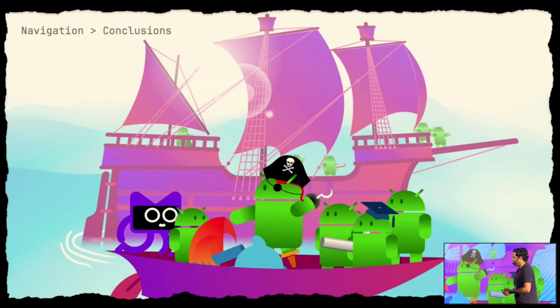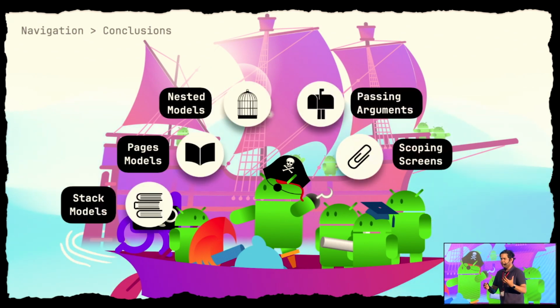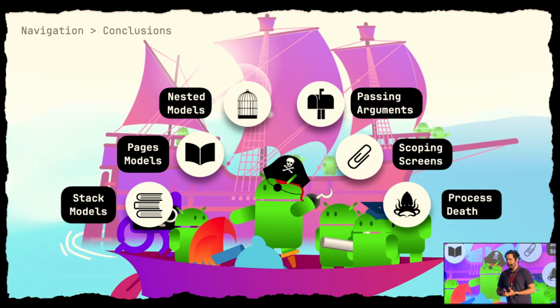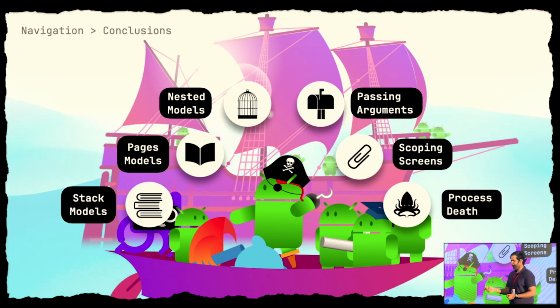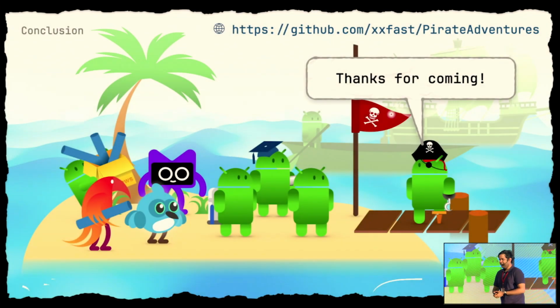Okay, so we learned all about different problems in navigation, all the way from modal navigation, to showing where the users are in the screen, to combining them into multiple nested models, and passing arguments back and forth between screens, and scoping instances to a given screen, and all the way to learning about process death. And that's it for the talk.